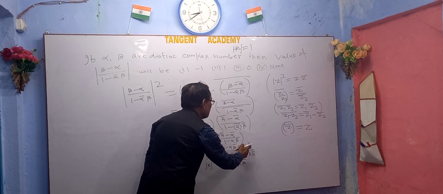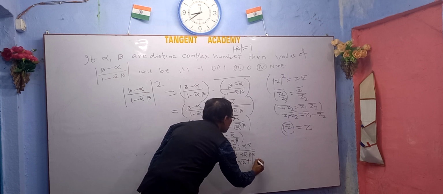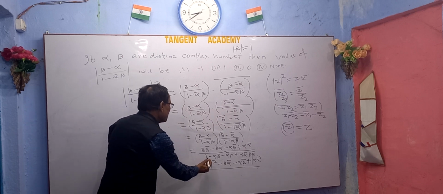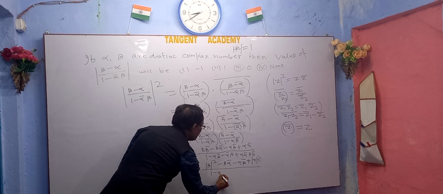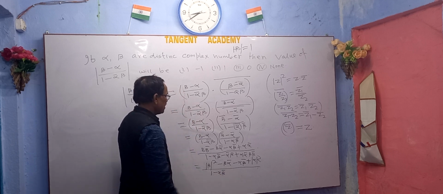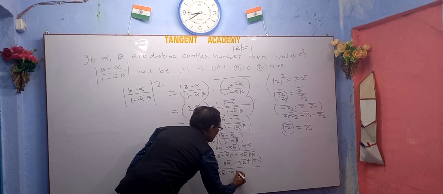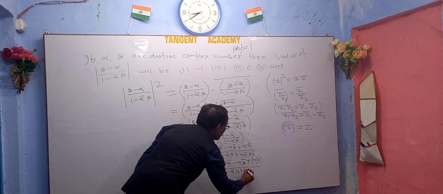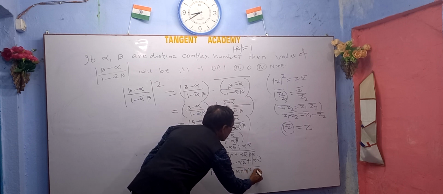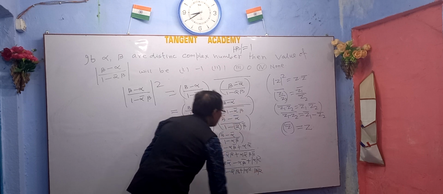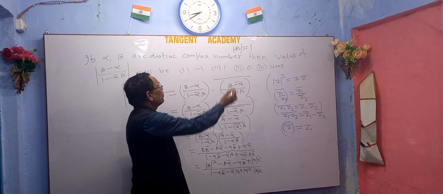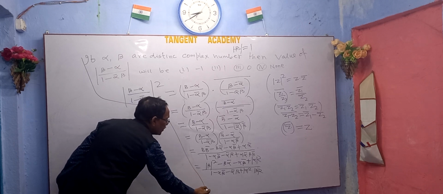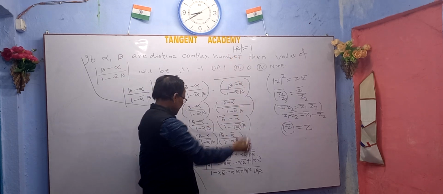Again we can write alpha into alpha bar is equal to modulus of alpha square, and the denominator can be written as 1 minus alpha beta bar minus alpha bar beta, plus alpha into alpha bar, which may be written as modulus of alpha square into modulus of beta square. But as earlier given, modulus of beta is equal to 1.